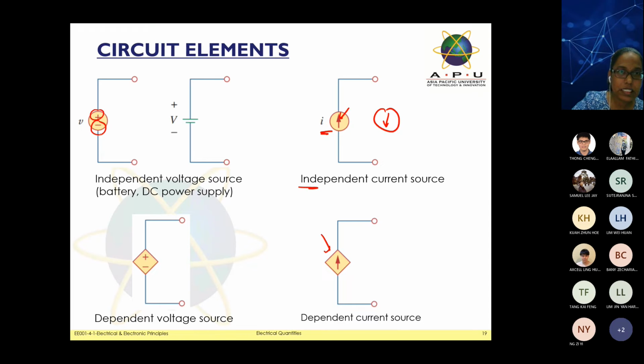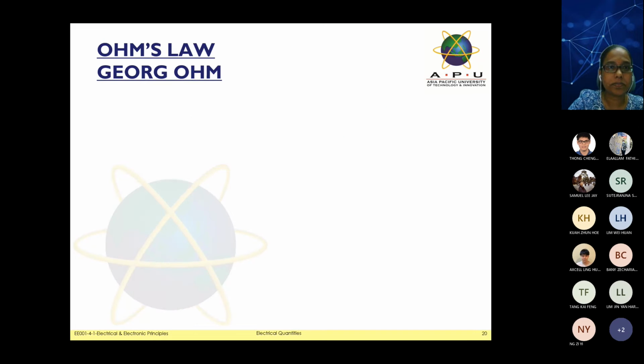Usually the minus and negative sign is a voltage source. When it shows you the arrow, that is a positive current source. So that's the one you need to take note of on this part here.